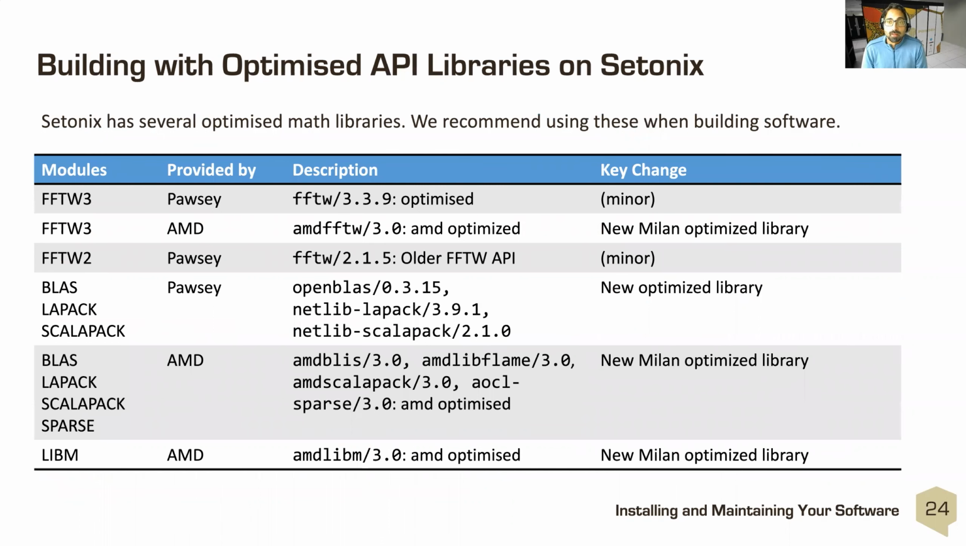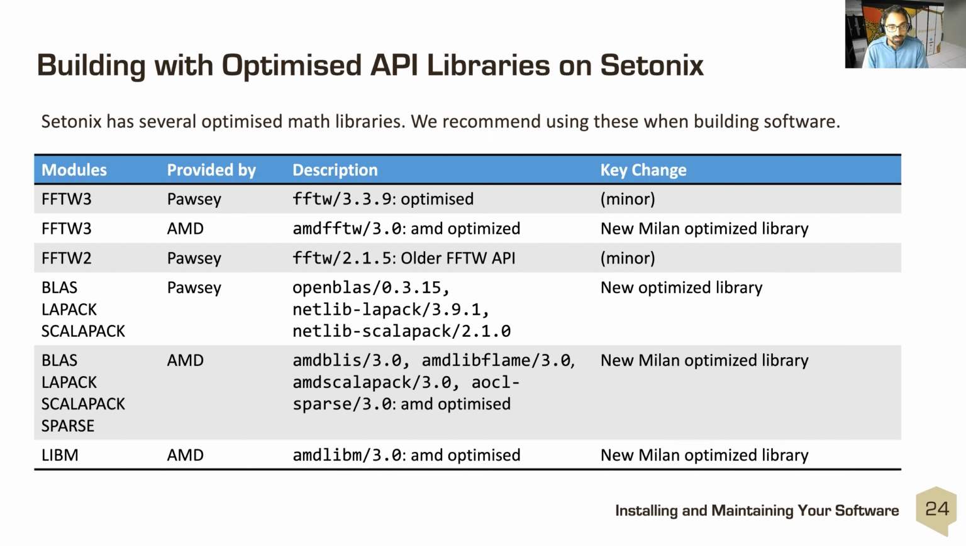Building with optimized libraries on Setonix. We have provided a number of optimized math libraries and other libraries as well, and we recommend using these. Instead of building your own version of a particular library, try seeing if it's possible to use the modules that provide these libraries. There are examples like FFTW3. There's FFTW3 and an AMD optimized one that's specific for the Milan architecture. There's FFTW2 provided by Pawsey, which is an older API of FFTW, the Fastest Fourier Transform in the West library.